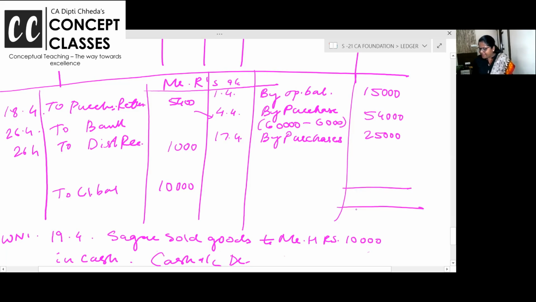Now pick up your calculators with me and do the credit side total. 15,000 plus 54 plus 25. Do I have to pay 94,000 to R? All clear for all of you? Out of 94, 5,400 goods are sent back. 1,000 I am getting as discount and 10,000 I will pay later.